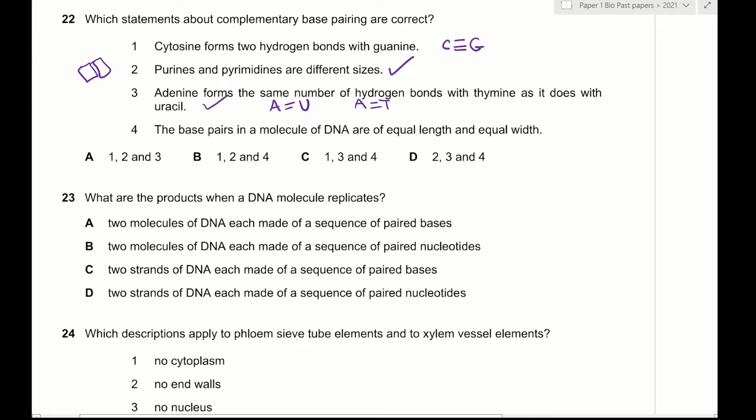4. The base pairs in a molecule of DNA are of equal length and equal width. Must be correct. Here it's talking about the base pairs. So in order to maintain the same distance of DNA, or that shape of DNA, both of them must be equal length and width in order to form that DNA shape. Otherwise, it would look something like this. In this case, 4 is going to be correct and the answer is going to be D.